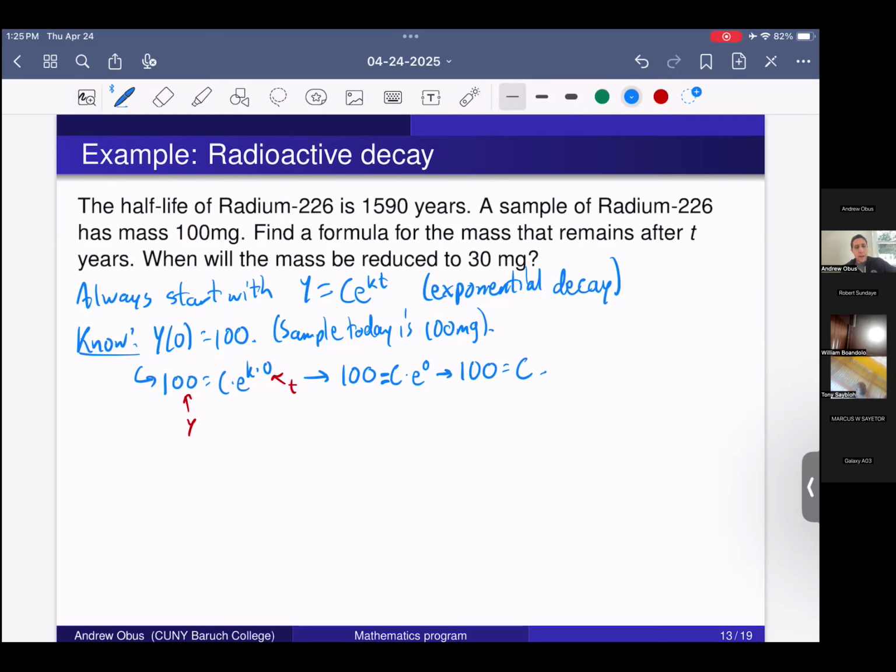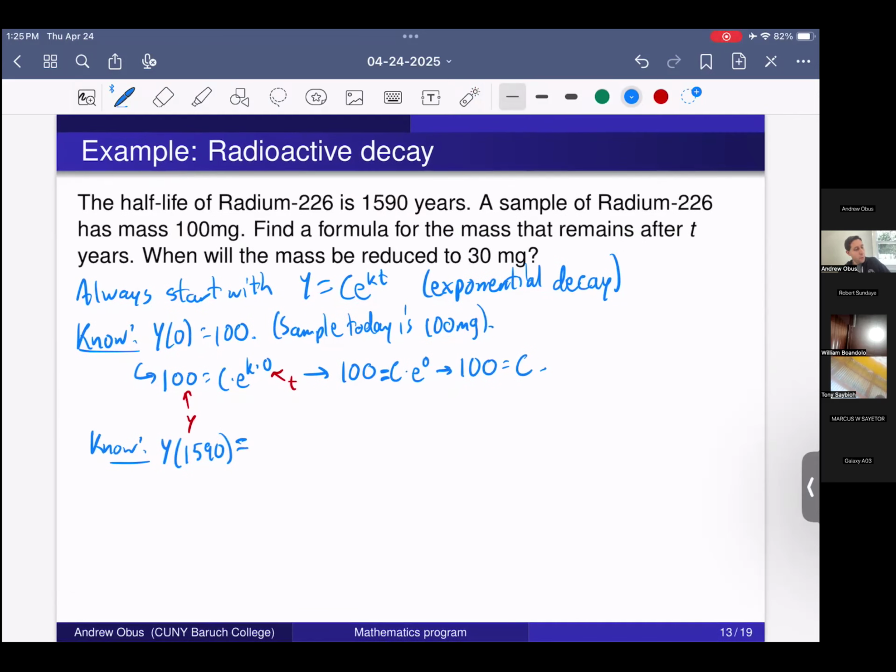Okay. And so what's the other thing? Well, we also know that the half-life is 1,590 years. So we also know that the amount of the substance that's left after 1,590 years is, well, if we started with 100 milligrams, then after 1,590 years, we have 50 milligrams, right? It's going to be half of 100. That's what the half-life means. It means half the substance goes away and decays into other isotopes.